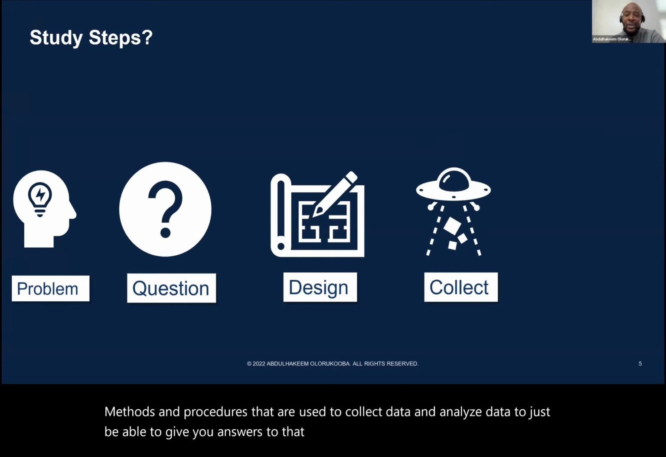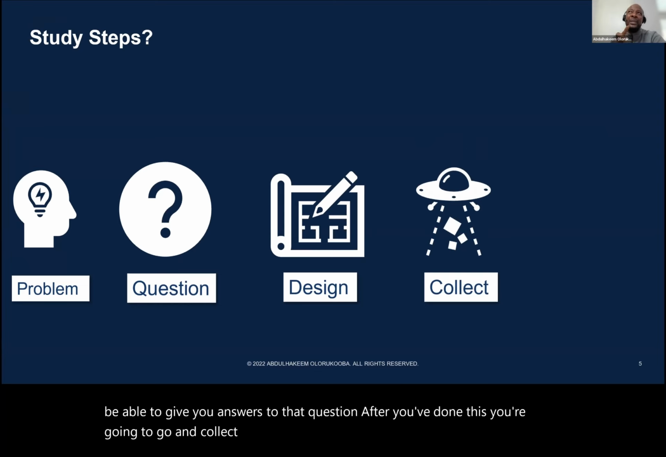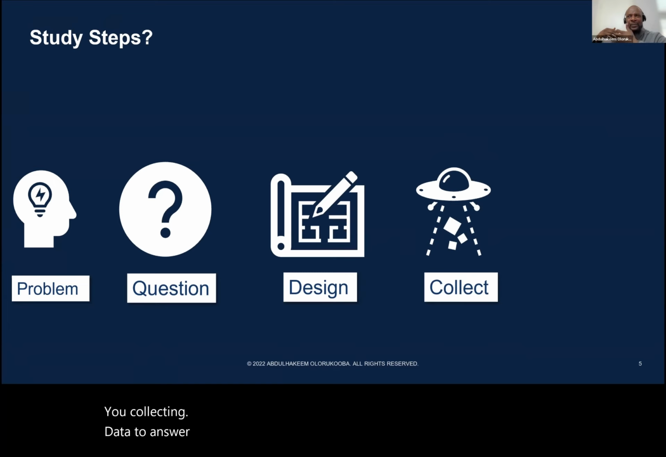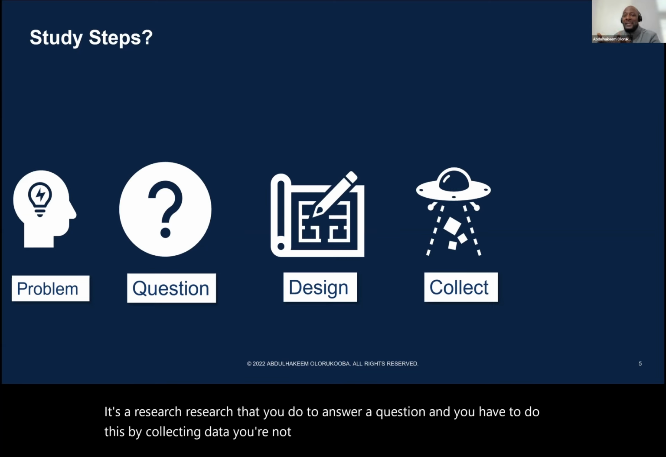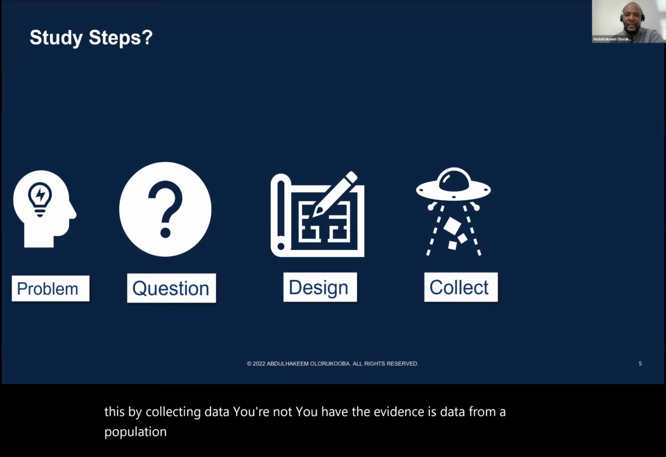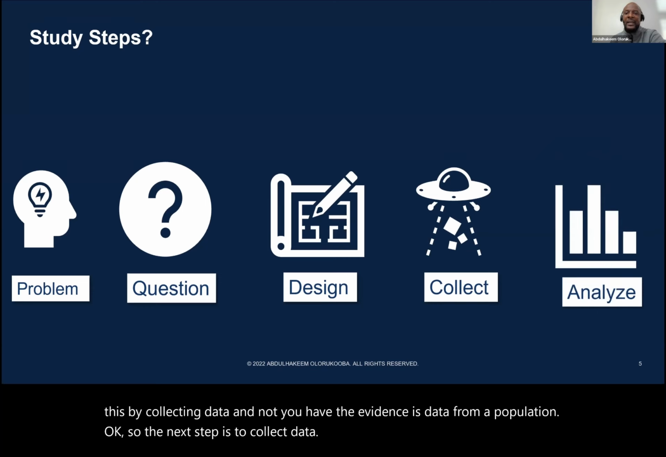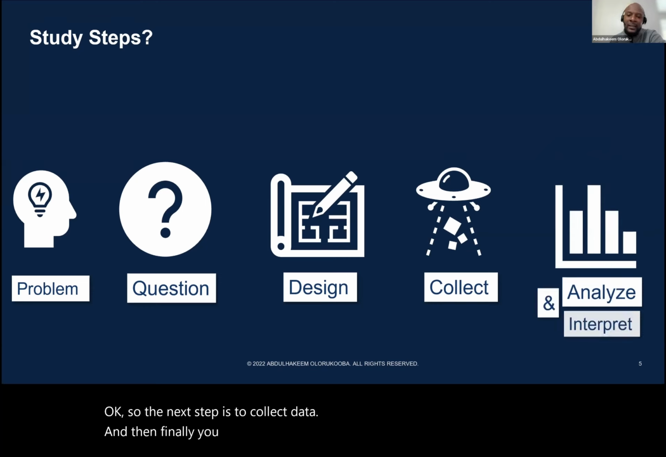After you've done this, you're going to go and collect data. Remember, I said this study has to do with you collecting data to answer a question. For you to do a study, the study is just research that you do to answer a question, and you have to do this by collecting data. The evidence is data from a population. Okay, so the next step is to collect data, and then finally you analyze as well as interpret.